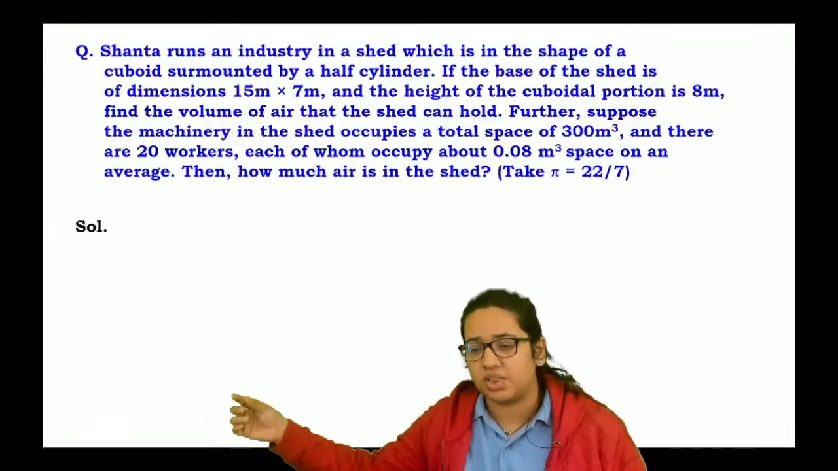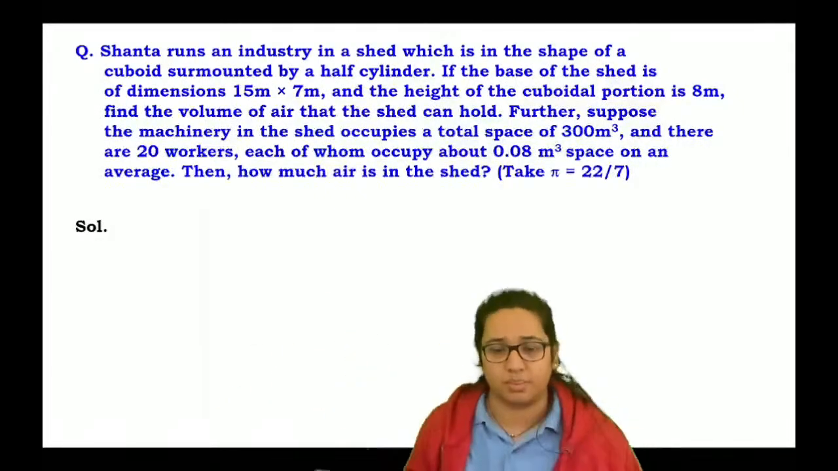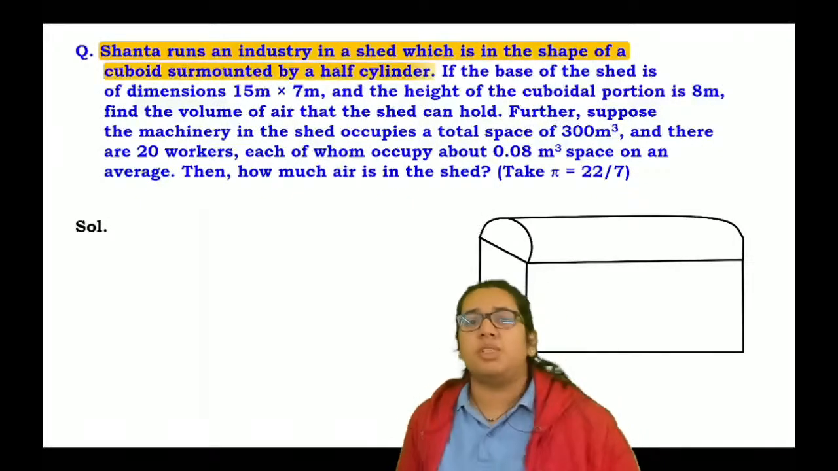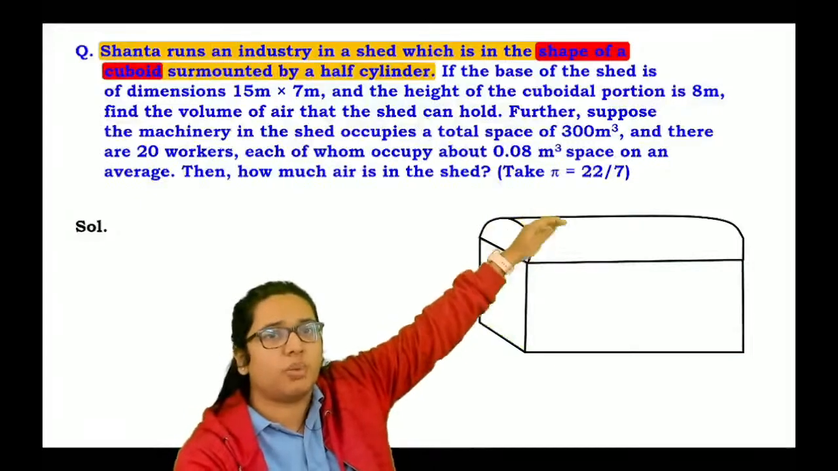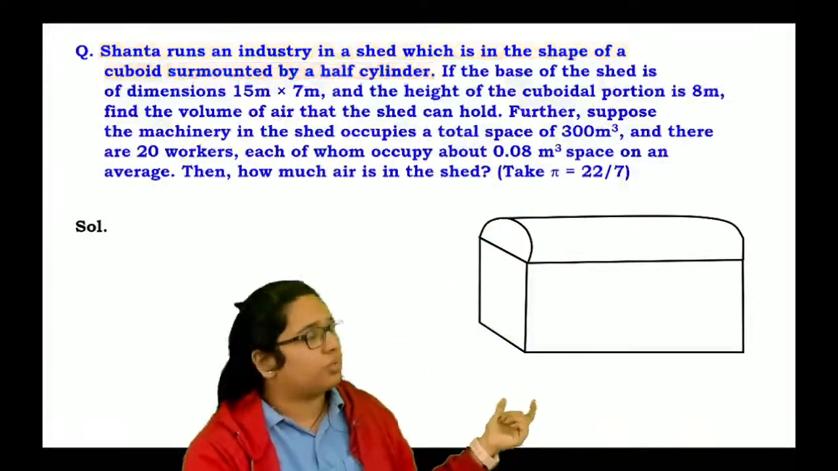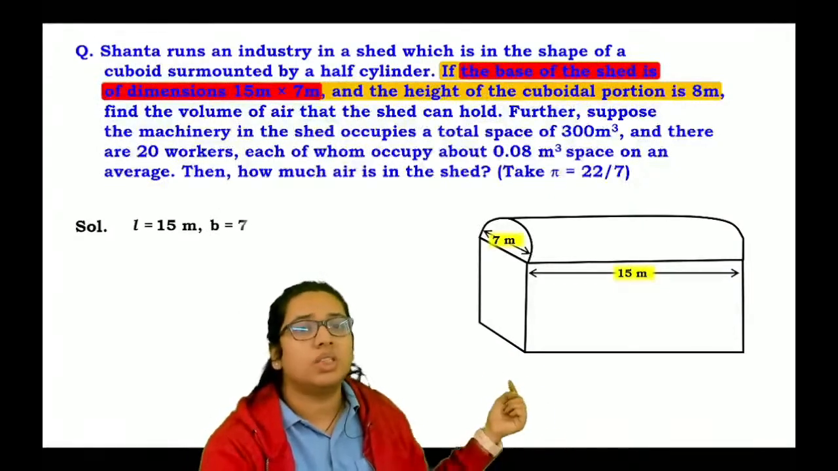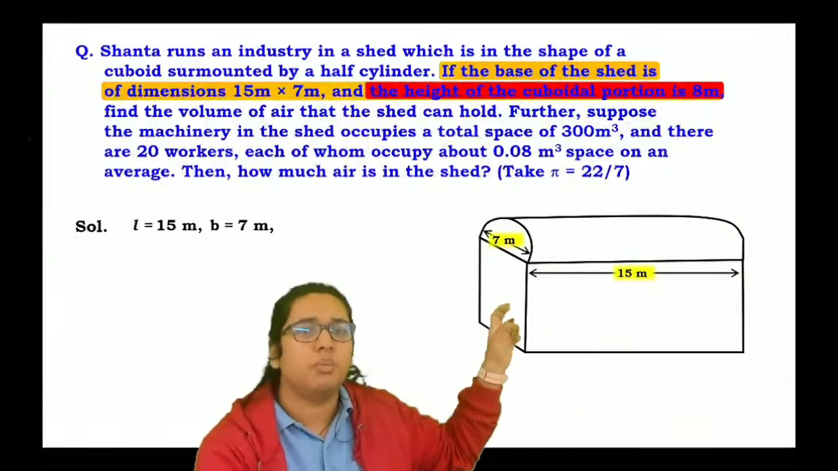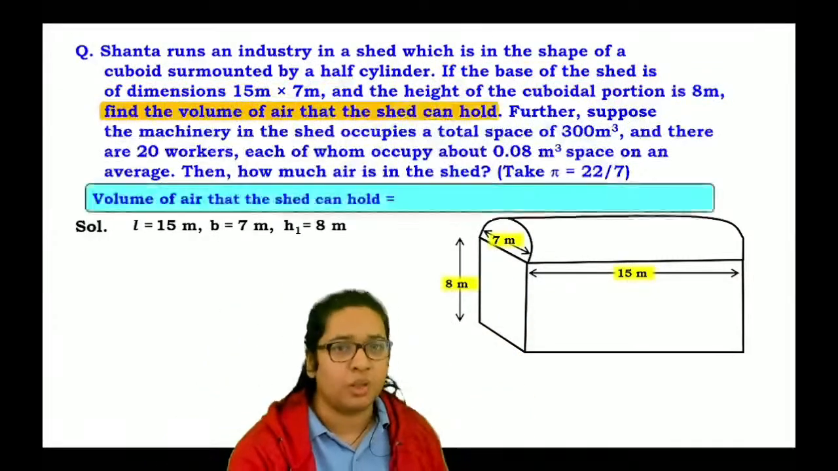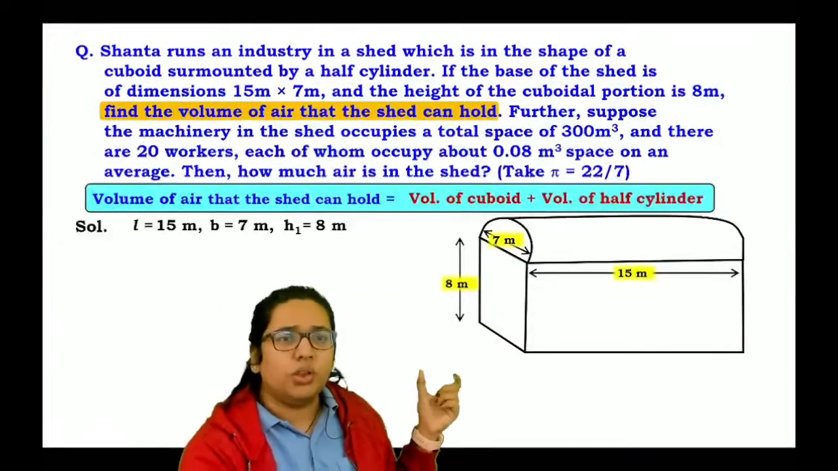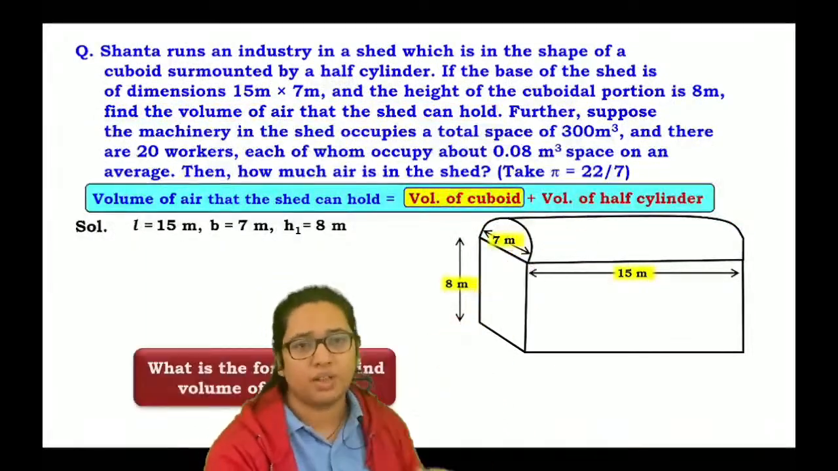So basically first thing is that you just have to find out what will be the volume of that part. It will be something like this cuboid and it will be surmounted by a half cylinder. So first we have to find the volume of this part, whose length is given as 15 meter, breadth will be 7 meter and height of this cuboidal part is given as 8 meter. Right? So volume of the air is nothing but volume of the cuboid plus volume of the half cylinder.